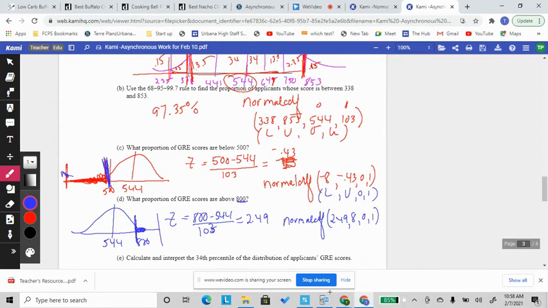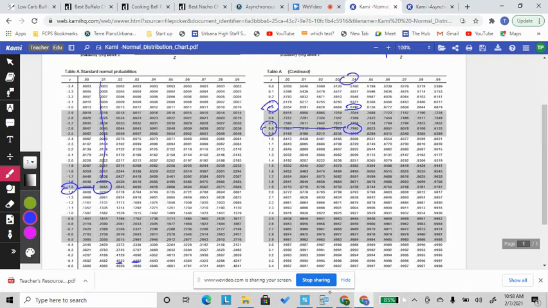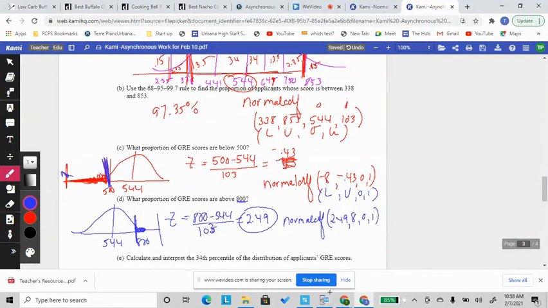If you want to use your chart, you're going to look up 2.49. So you're going to go to 2.49 all the way over to here, .9936. That gives you this area, .9936. But you want this, so you're going to have to do 1 minus. If you use your NormalCDF on the calculator, it will give it to you quickly. You will get 0.64%.